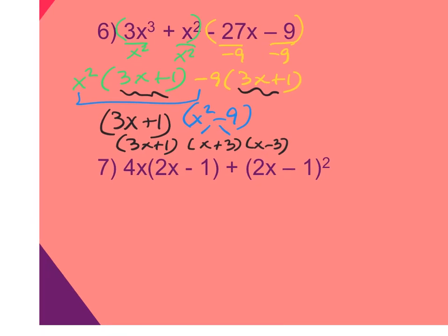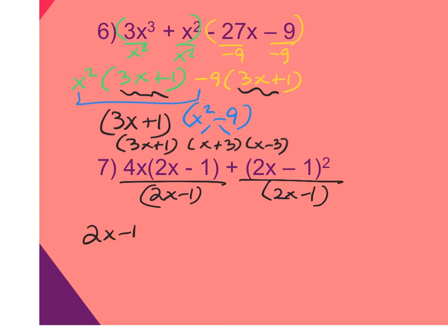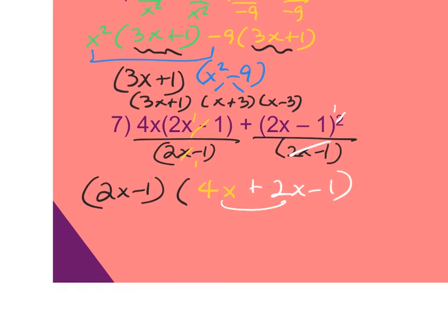This one, we're going to pull out a GCF of 2x minus 1. GCF is 2x minus 1. And now after we divide the first term, these become 1s. I'm left with a 4x. Divide this one, take 1 away from here, and now I'm left with 2x minus 1. I can combine these two like terms. This becomes 6x minus 1, and then just drop this one down.